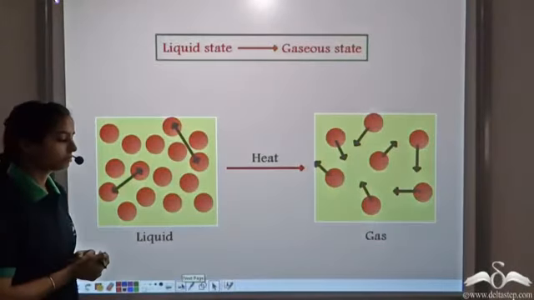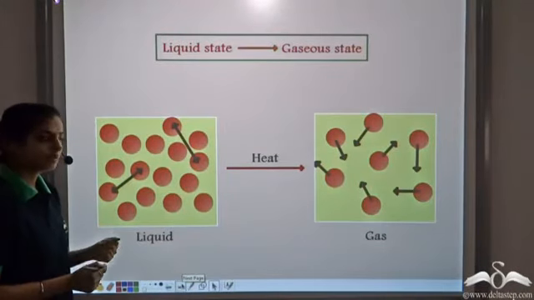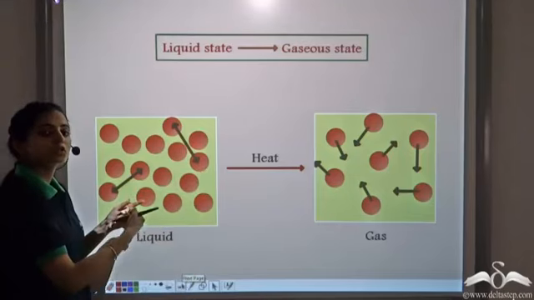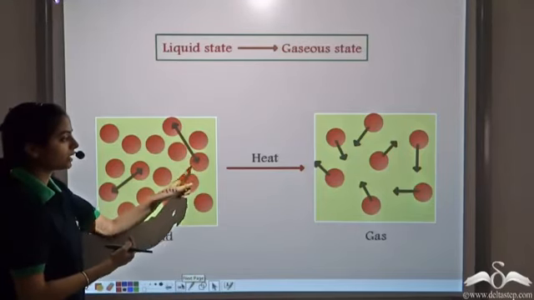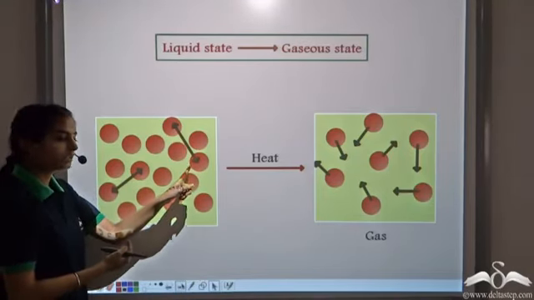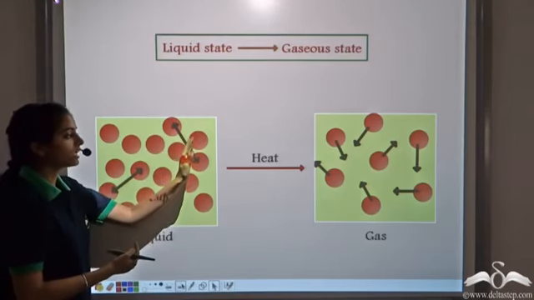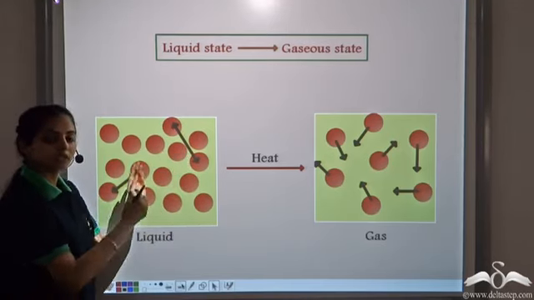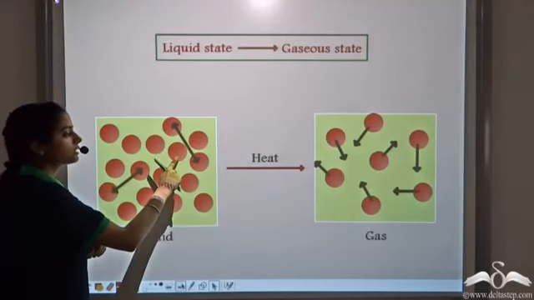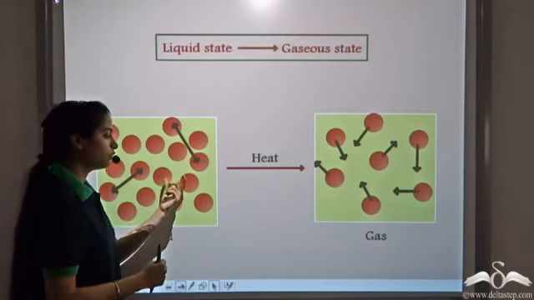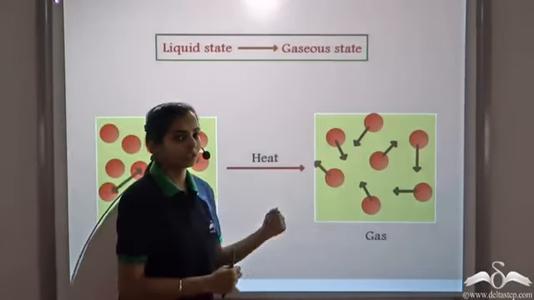How does boiling take place? So we have the liquid form. As we provide heat, the increase in heat leads to an increase in the kinetic energy of the particles. As the kinetic energy increases, the speed of the particles increases. Therefore, the interparticle space between the particles also increases. This decreases the intermolecular force of attraction, and therefore the liquid form changes into the gaseous form.